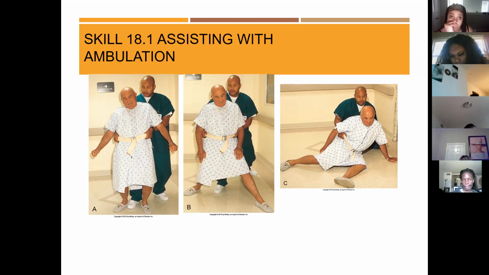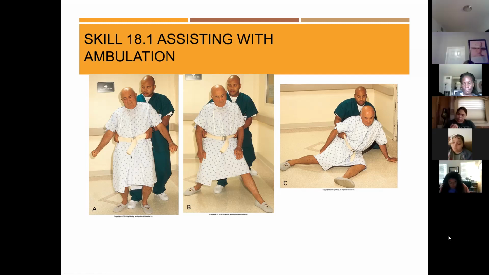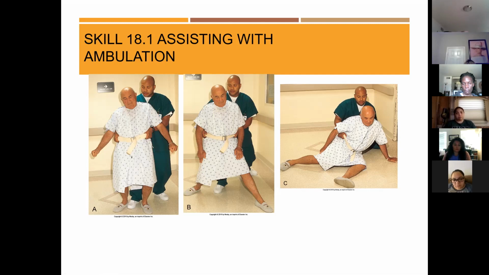Because I'm pretty sure there's been instances where patients have fallen while they've been in the facility and nobody told them, right? And then come to find out the patient has a broken hip. So you want to make sure that you're reporting this to whoever is in charge of their care. And then of course you want to do an incident report.